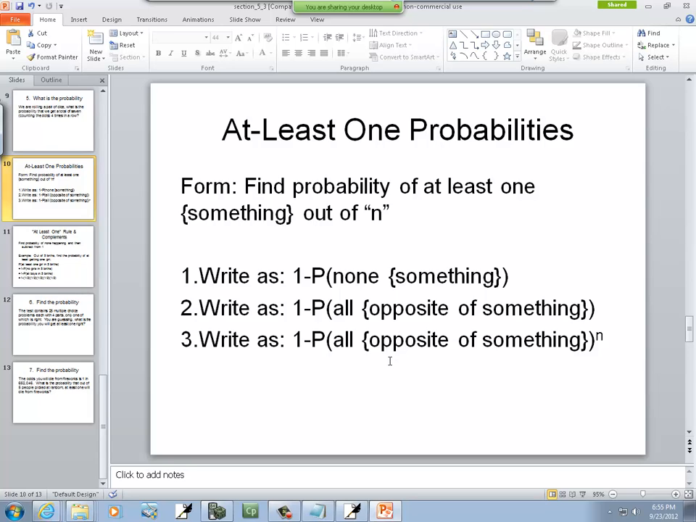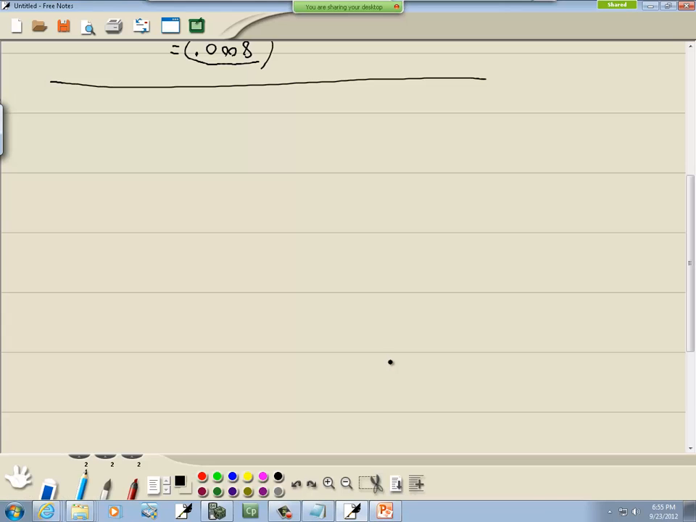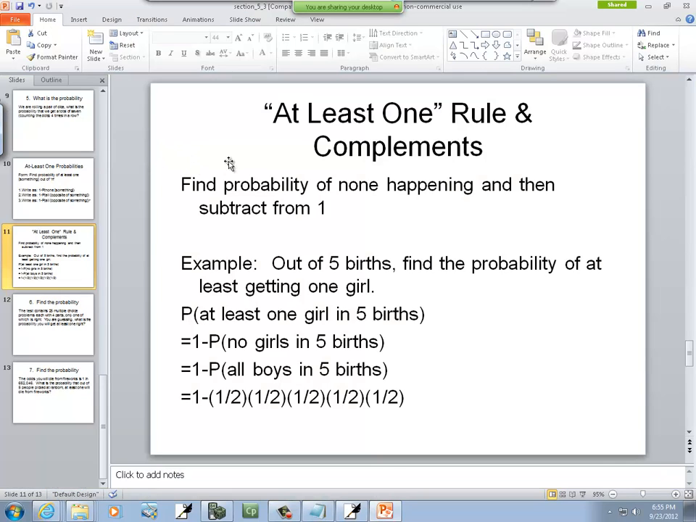So let's look at this. I'm going to do this example. Out of 5 births, find the probability of at least 1 girl.